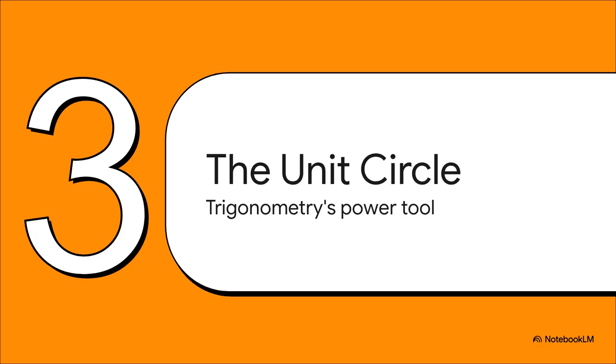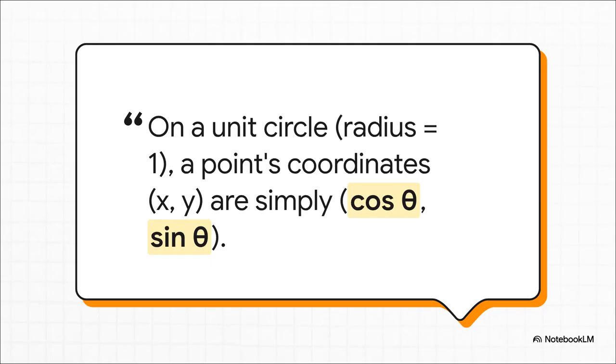Okay, quick recap. We've redefined angles as rotation, and we have a new way to measure them with radians. But how does this help us find sine of 150 degrees? The answer, my friends, is what I think is the single most powerful tool in all of trigonometry, the unit circle. This thing is the master key. And here it is, the big aha moment. This is the whole secret. Imagine a circle with a radius of exactly 1.